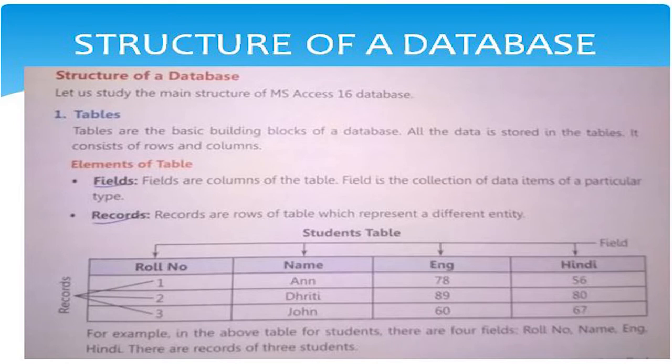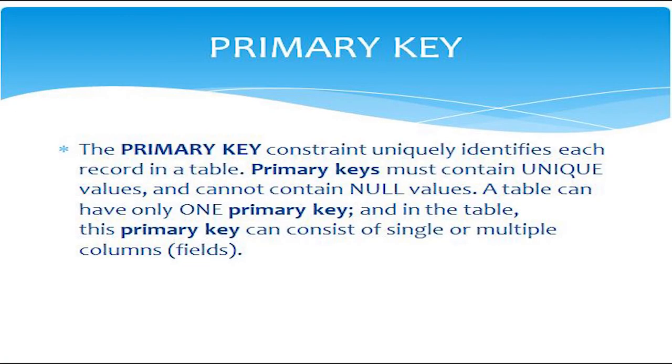What are the field names here? Roll number, name, engineering, English and Hindi. These are all called field names. 1, 2, 3, 4, like that, the horizontal rows, they are called records. Okay. Next one is primary key.